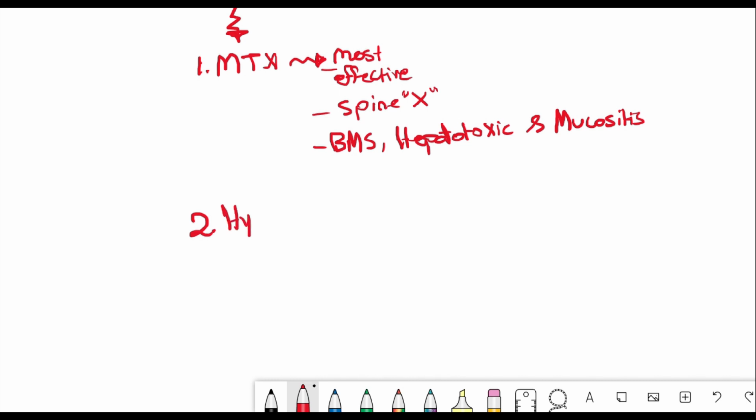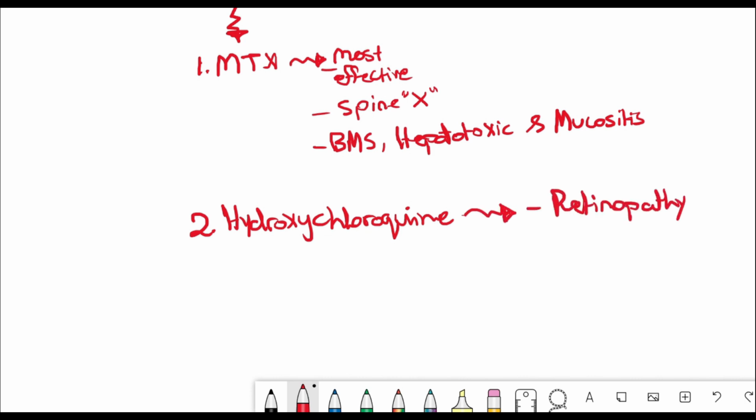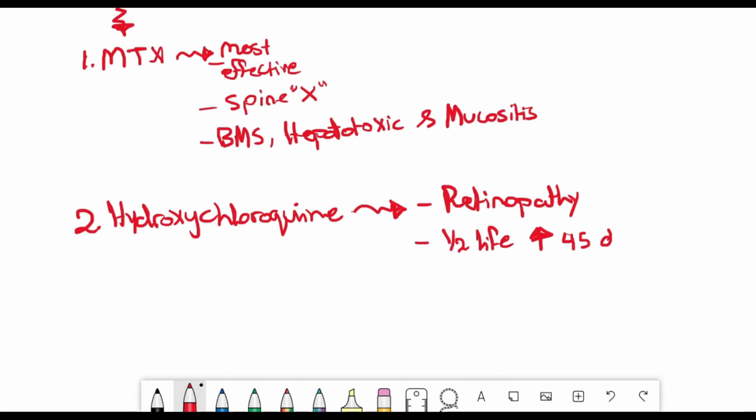Second one we want to talk about is hydroxychloroquine, which is the second most commonly used one, I would say. It causes retinopathy, and this retinopathy is usually at high doses and in patients who take it for a long time. So these patients also have to check their eyes every year with the ophthalmologist. Now it has a very long half-life, around 45 days.